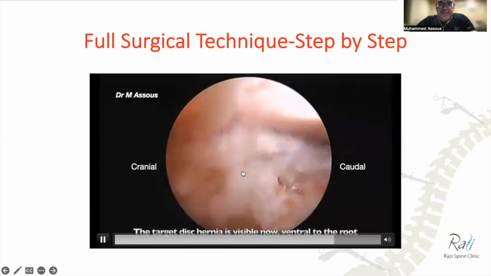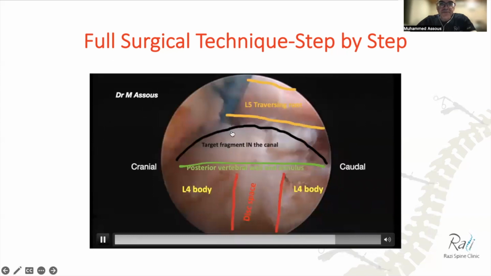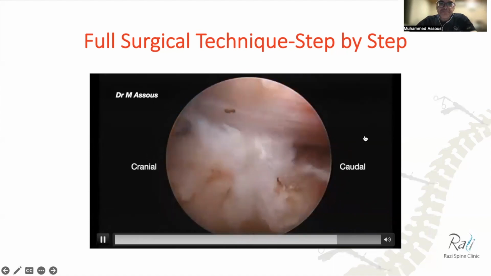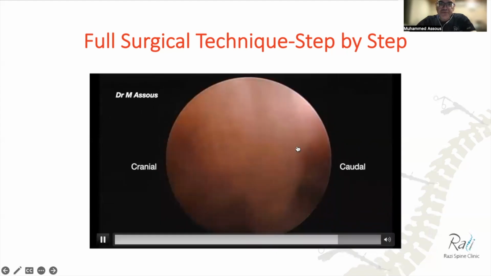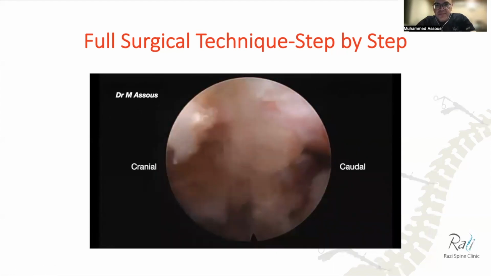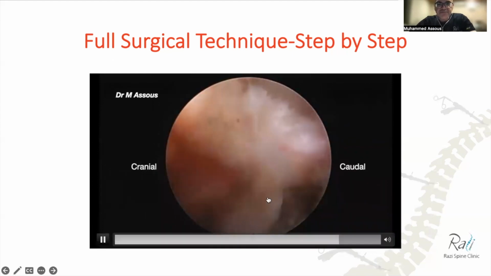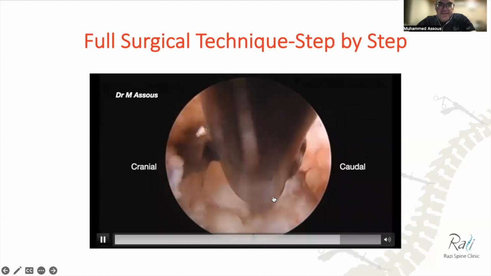How do I know it is inside the canal? Because it is dorsal to the posterior vertebral and annulus line. So that's posterior to my posterior vertebral wall and annulus. This is all in the canal here. And because I can see the nerve root, I'm happy because that is the safety of the procedure. So this is a fragment that's come out of the disc.